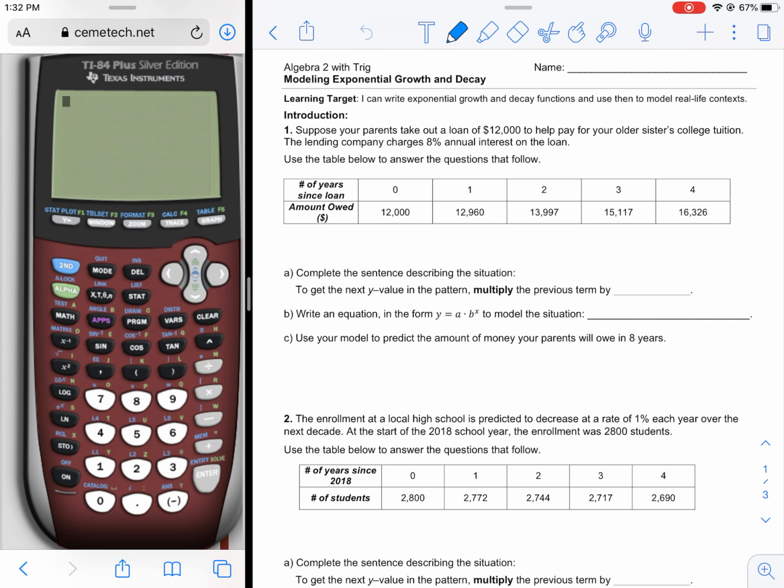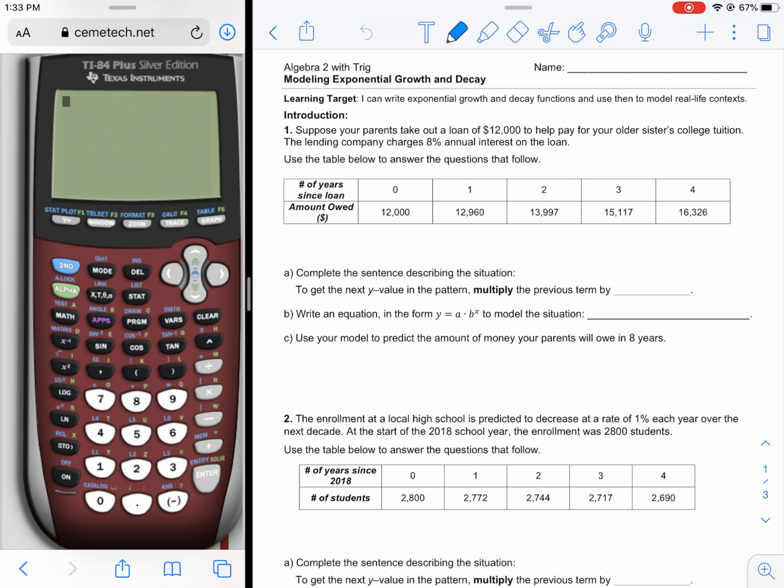So the first problem we're going to talk about says, suppose your parents take out a loan of $12,000 to help pay for your older sister's college tuition. The lending company charges 8% annual interest on the loan. Use the table below to answer the questions that follow.